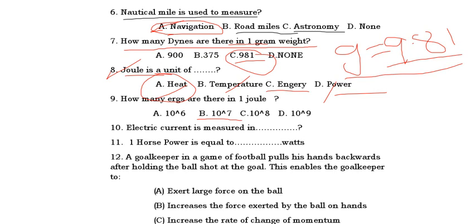Now the next, tenth one: electric current is measured in what? Amperes. With the help of an ammeter, they measure in amperes. Horsepower: 1 horsepower is equal to 746 watts. How many? 746 watts, guys.